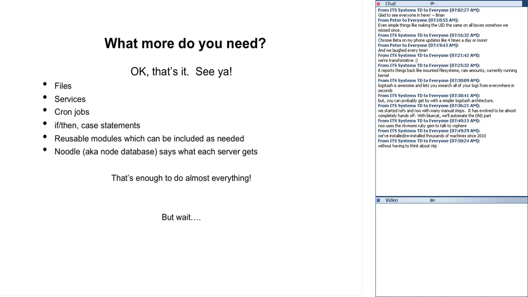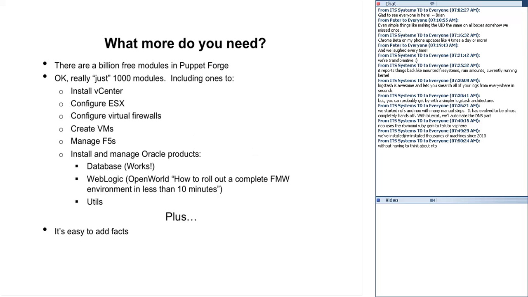So you can distribute files, you can run services and cron jobs with Puppet. It has if, then, and case statements, has reusable modules, some of which you create yourself and some of which are just out there in the world that you can use. And then we've also got Noodle, our external node database that tells what each server should have. And of course, there's more.